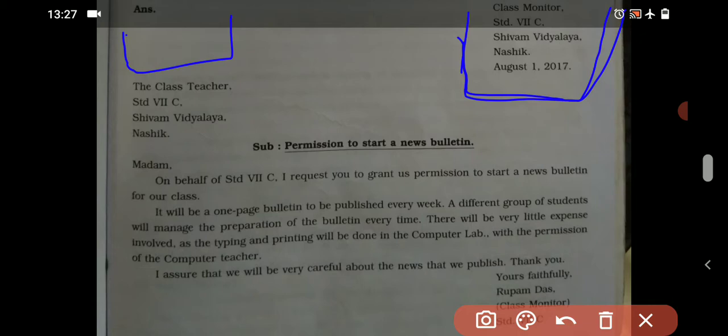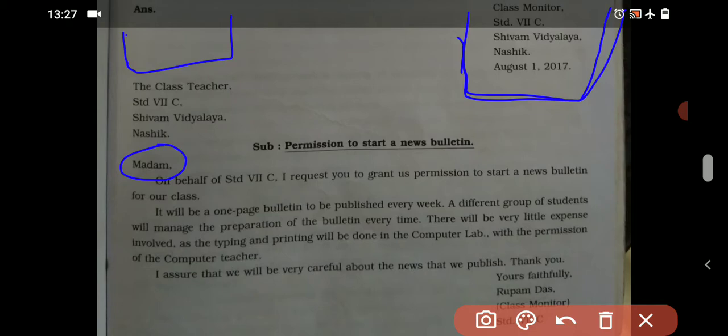Okay, below it, recipient, the class teacher, standard 7C, Shivam Vidyalay, Nashik. Then subject, what is it? Permission to start a news bulletin, madam. So instead of this we can write respected sir, respected ma'am. Let us read body of the letter. On behalf of standard 7C, I request you to grant us permission to start a news bulletin for our class. It will be a one-page bulletin. This information is given in the question.